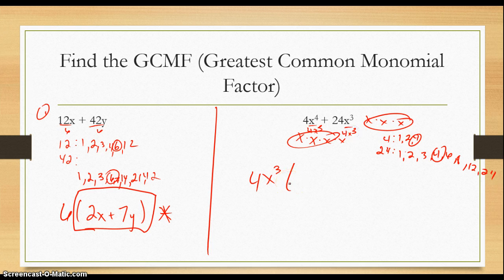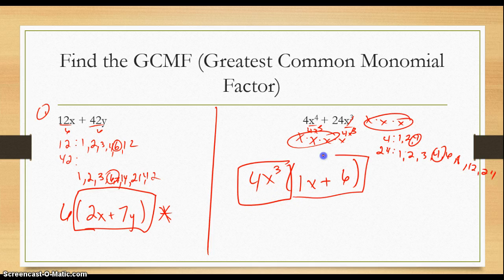Now this is kind of going into what we learned last chapter. 4 divided by 4 is 1. And x to the fourth divided by x to the third is just x, plus 24x to the third divided by 4x to the third. 24 divided by 4 is 6. And x to the third over x to the third, they cancel each other out. So that is my simplified answer there. The most important thing is taking out the correct greatest common factor. And again, look inside of your parentheses after you have completed that, and if it still has something in common, then you did not take out the greatest common factor.